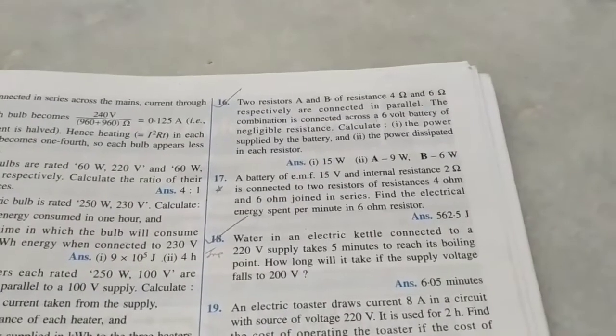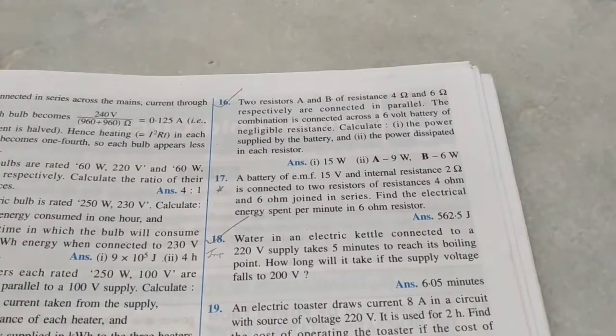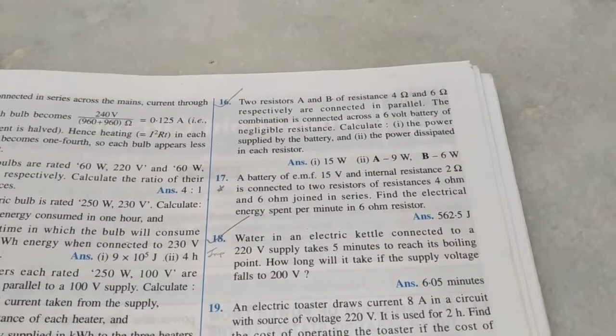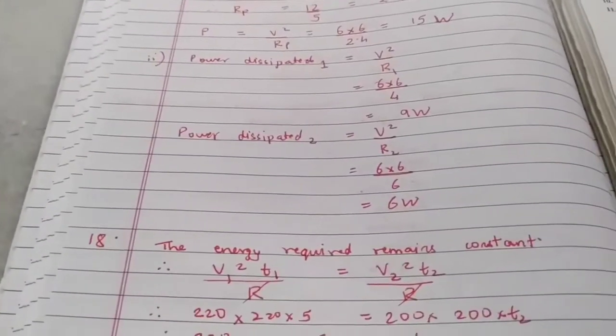Now the 18th sum. Water in an electric kettle connected to a 220 volt supply takes 5 minutes to reach its boiling point. How long will it take if the supply voltage falls to 200 volt? Definitely now the time taken will be more than 5 minutes because the voltage is less. So what is constant in such a scenario? The amount of heat required to boil a fixed amount of water is always the same. So the amount of energy is constant. So that's the hint to solve this sum. The energy required remains constant.